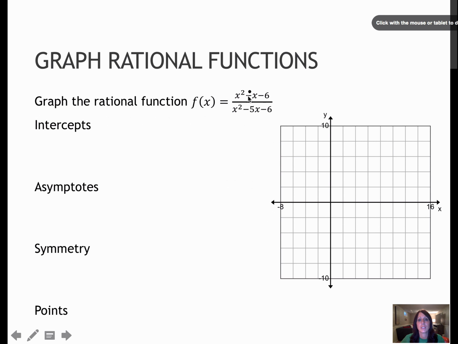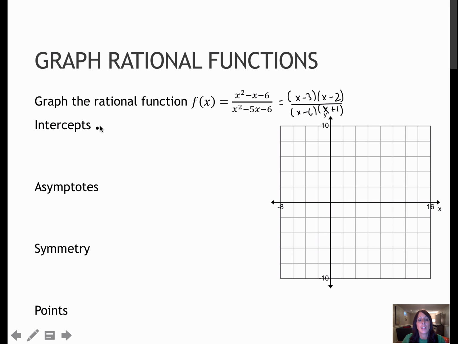Here's my function, x squared minus x minus 6 over x squared minus 5x minus 6. First thing I would do right off the bat is if I can factor any of these, I will. So this looks like it factors into x minus 3, x minus 2. And this one looks like it factors into x minus 6, x plus 1. So nothing is going to go away. I'm not going to have holes in my graph. I'm just going to have some asymptotes.